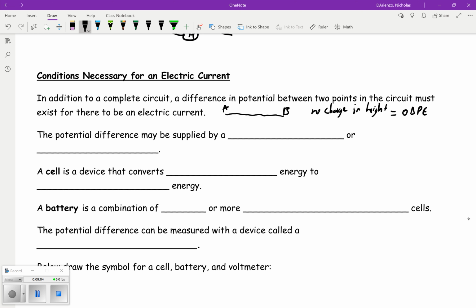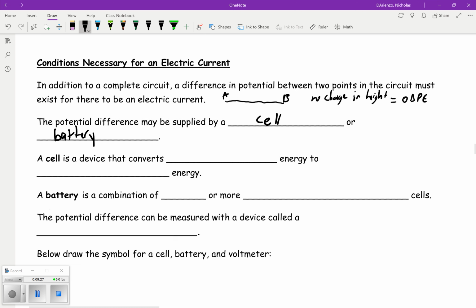So we have to have some type of difference in potential. This has to be greater than zero. A's got to be higher than B, or B's got to be higher than A, in order to have some type of current. Now in a circuit, the potential difference is often supplied by what we call a cell, or it can be supplied by a battery. And these are very similar to each other.